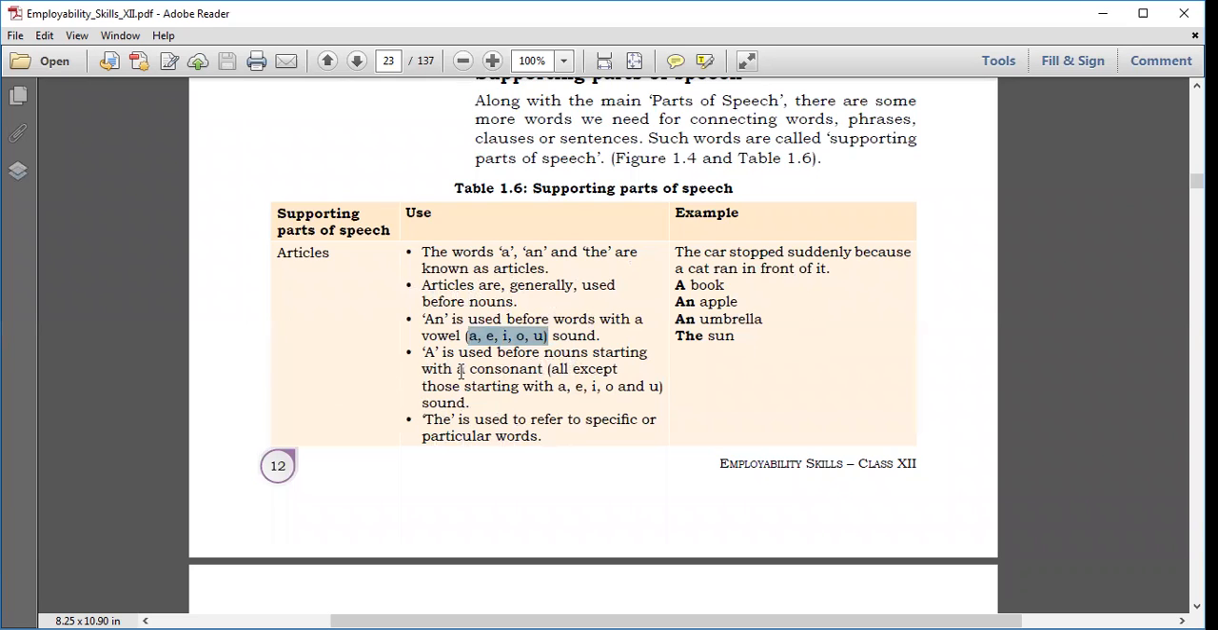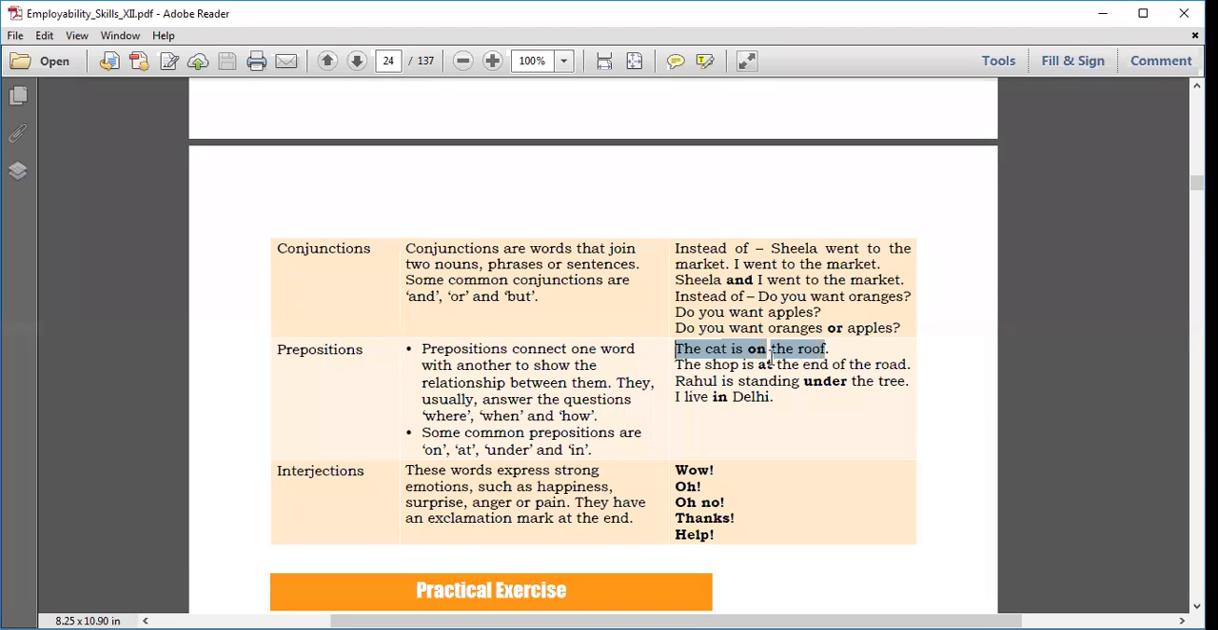But the important thing is the difference between these two is that prepositions always show relationship between the two parts, right? So जैसे where हो गया, the cat is on the roof. On is a preposition here which indicates where that cat is sitting. On मतलब roof के ऊपर, right? तो कंजंक्शन सिर्फ जोड़ते हैं, prepositions आपको relationship भी बताते हैं. And interjections are the words which express strong emotions, right? जैसे happiness है, surprise है, wow, oh, oh no, thanks, help. Some such words are interjections.